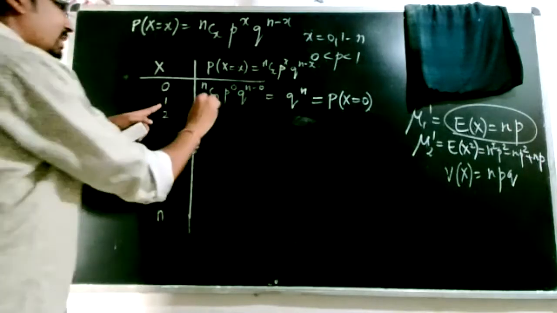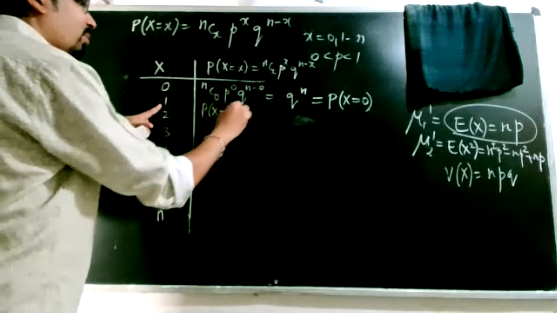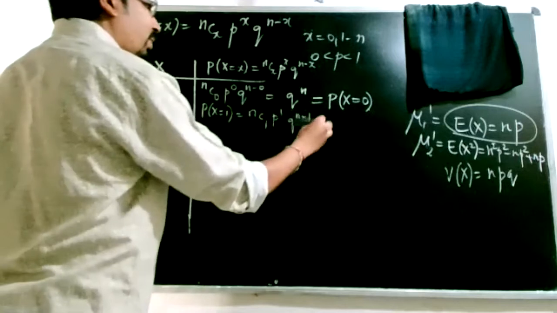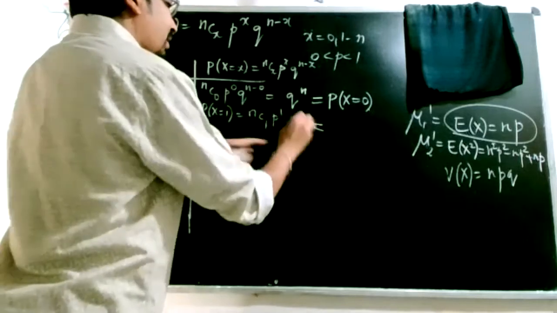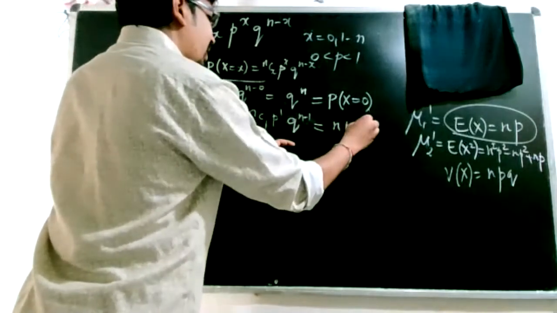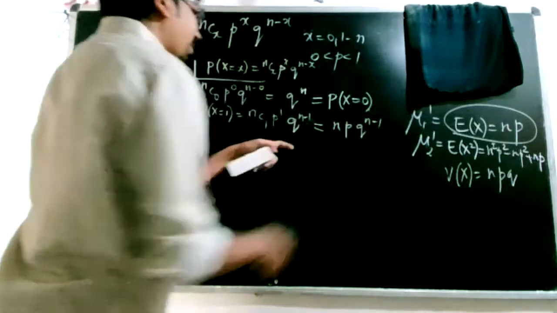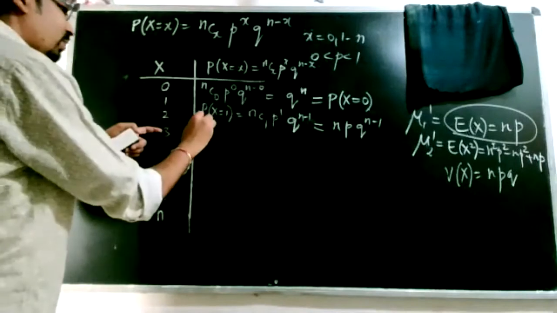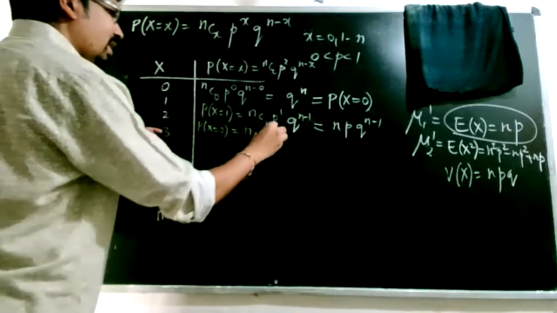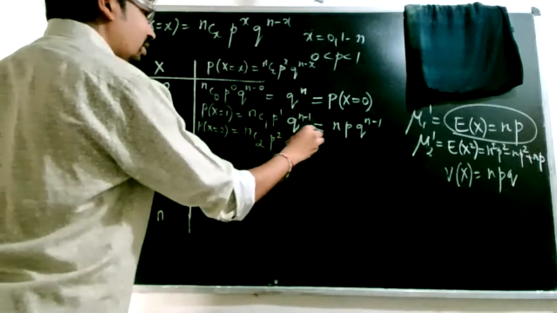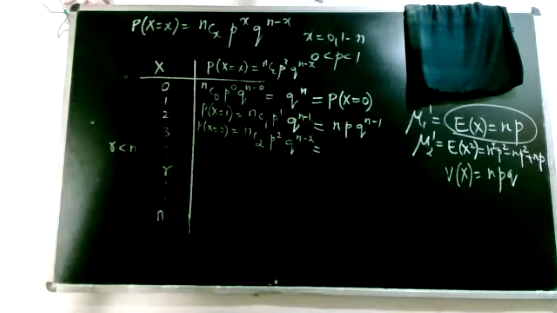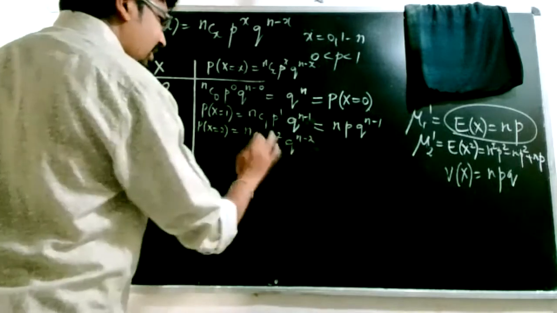Then when you put x is equal to 1, you get the probability as nC1 p to the power of 1 q to the power of n minus 1. nC1 is n, so I'll have n into p into q to the power n minus 1. Similarly, when you put x is equal to 2, you get the second probability, which is nC2 p square q to the power of n minus 2. We'll not try to simplify this. We'll keep it as it is, nC2, nC3.